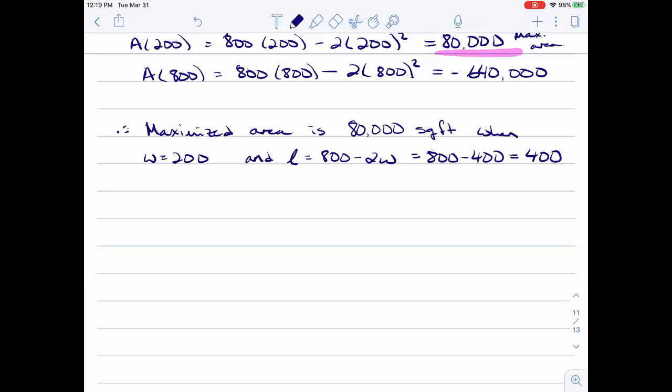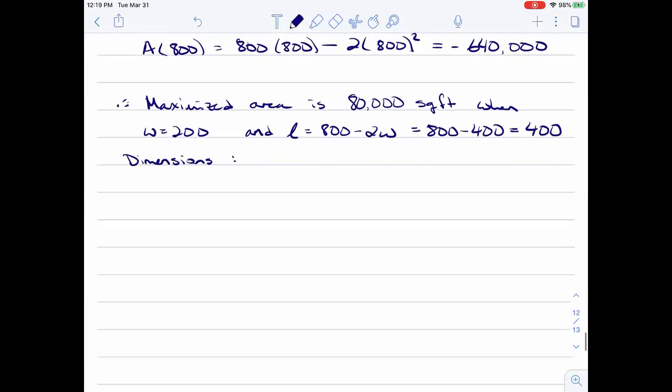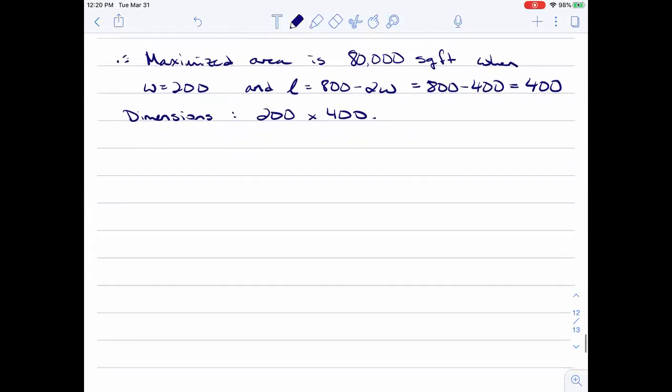So the dimensions must be 200 by 400. Okay. That's the whole thing, right? That would be the end of this problem.